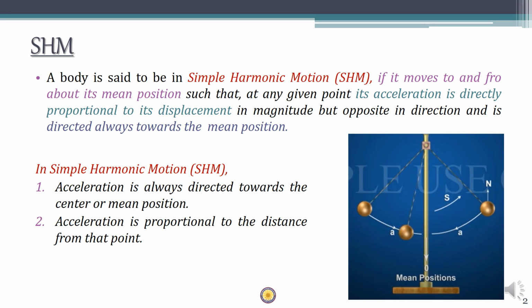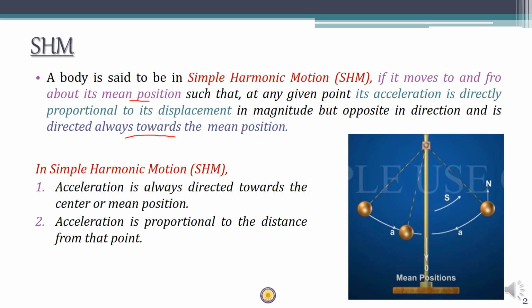motion of a body to and fro about its mean position, such that the acceleration at any given point is directly proportional to the displacement from its mean position, and the direction of this acceleration is always towards the mean position. That is, its direction of acceleration is always opposing the motion, right?